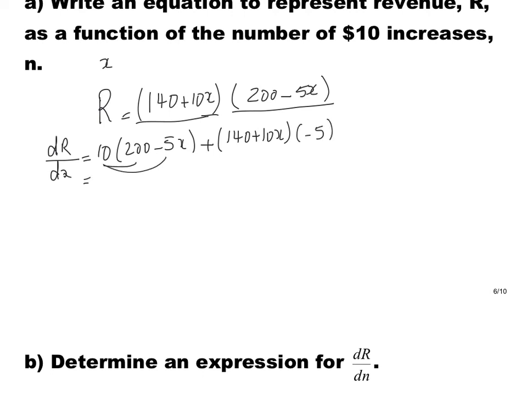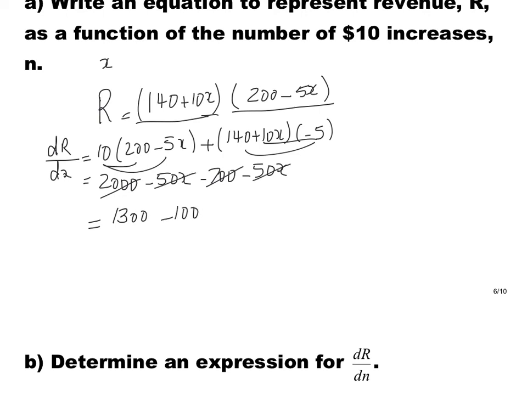Expanding this expression, we get 10 times 200 is 2000, 10 times negative 5x is negative 50x, 140 times negative 5 is negative 700, and 10x times negative 5 is negative 50x. 2000 minus 700 is 1300, minus 50x and minus 50x gives us negative 100x. So this is our dR over dx or R prime.